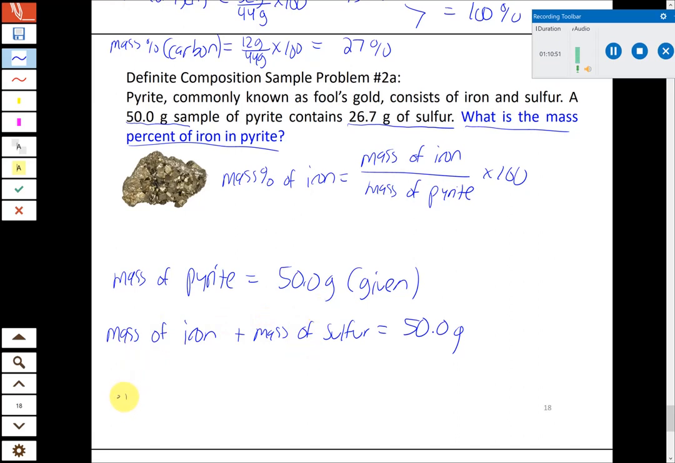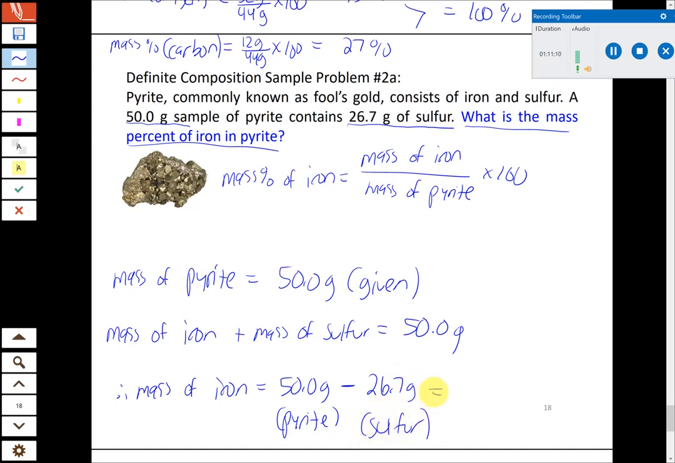And so then if we solve for the mass of iron, it's 50 grams, which is the mass of the compound, pyrite, minus the mass of sulfur, which is 26.7 grams. We're just doing a little bit of algebra here. And the rest of that mass would have to be the iron in the sample, 23.3 grams, all right? There's only two elements, so the sum of the two has to equal the mass of the compound.